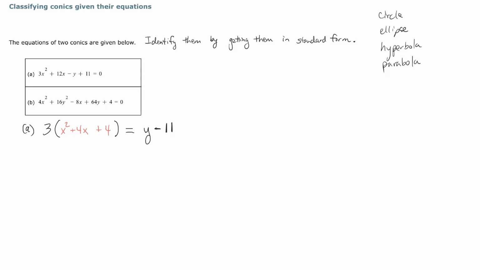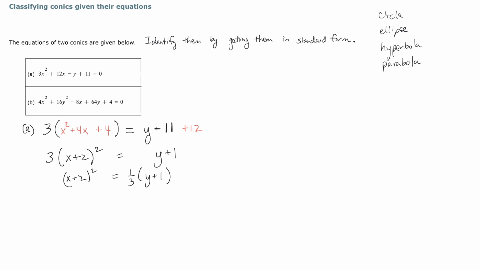Let's add 12 to the left-hand side, and then we're going to add 12 to the right-hand side of the equation. Let's put this in one of the forms. 3 times the quantity x plus 2 squared is equal to y plus 1. This is almost in one of those forms. This needs to be x plus 2. I'm going to change that to be 1/3. And then y plus 1.